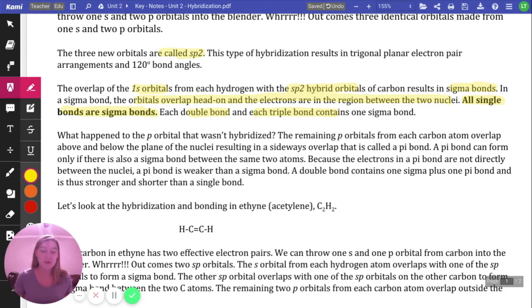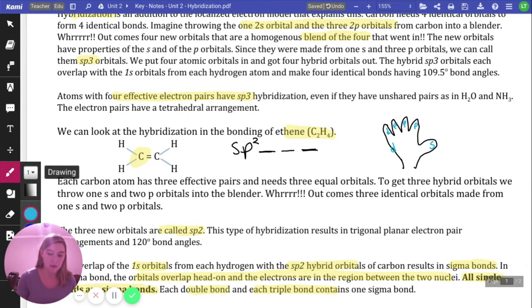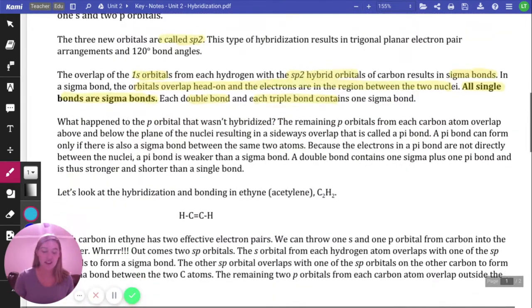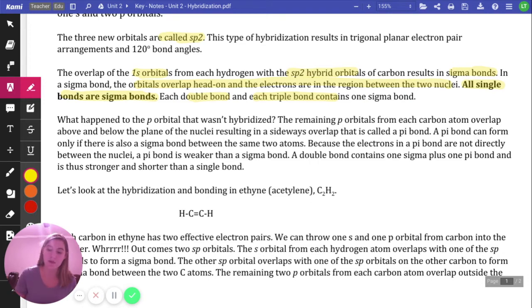Okay, guys, but what you may have noticed is in this carbon, we only used up to sp2. So there's another p orbital there. What happened to it? That extra p orbital that wasn't hybridized in our last example: those extra p orbitals from each carbon overlap above and below the plane of the nuclei, and it results in a sideways overlap that's called a pi bond.